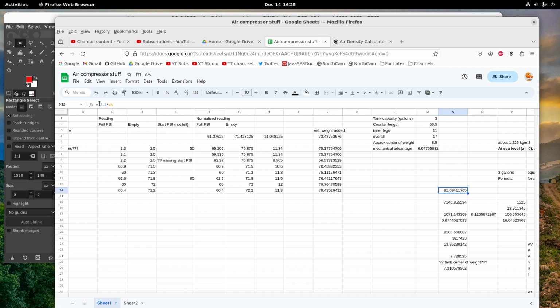If I start with the average difference in reading, and in the video that I had made for MCTune, it was between 60 grams and 72.2 grams. So that would have been roughly 12.2 grams. If I multiplied 12.2 by the mechanical advantage, that would mean that the change in weight on the air compressor, wherever that happened to be on the board, should have been roughly equivalent to 81.1 grams or thereabouts.